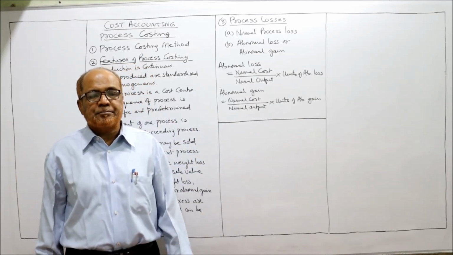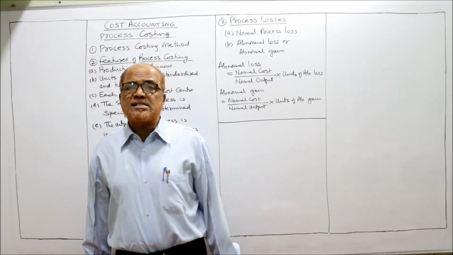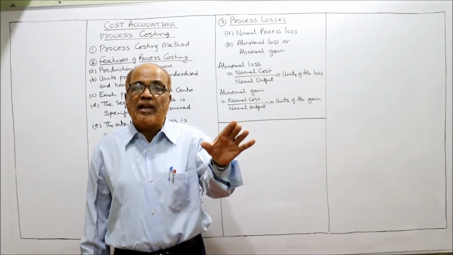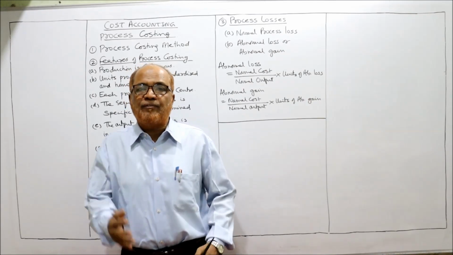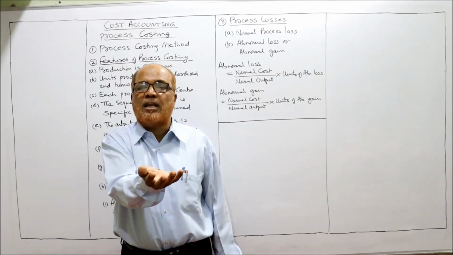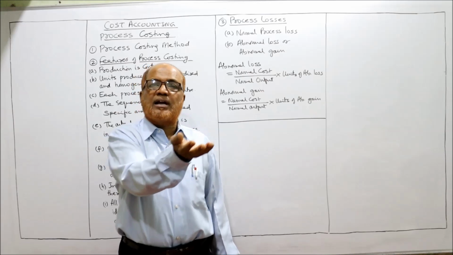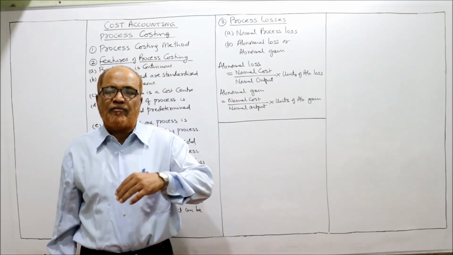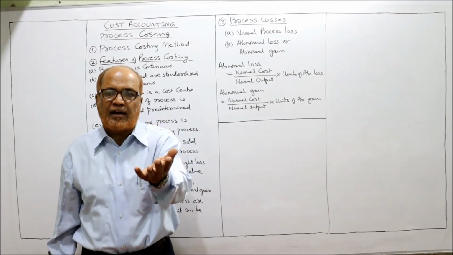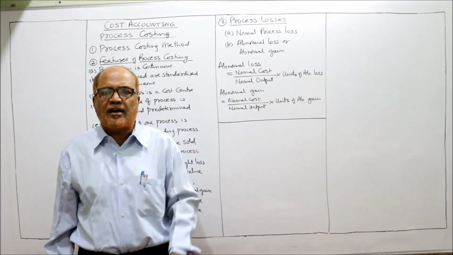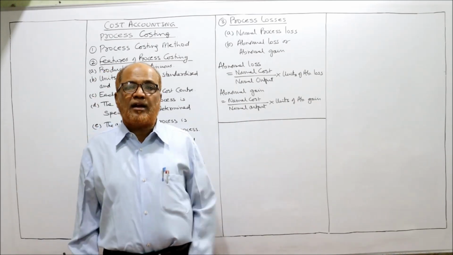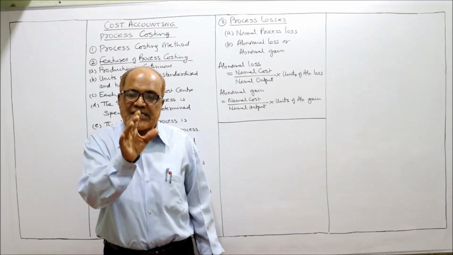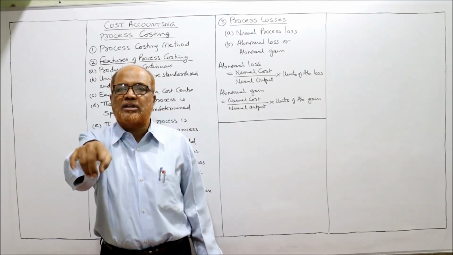But abnormal gain doesn't mean that actual output is more than the input. The output will never be more than input. If we introduce 100 tons of sugar cane, we can never expect that we'll get 120 tons of sugar. When we are introducing, we are making input of only 100, so we may get 100 or less than 100. How can we get more than 100? It is never possible. So abnormal gain doesn't mean that the output will be more than the input.